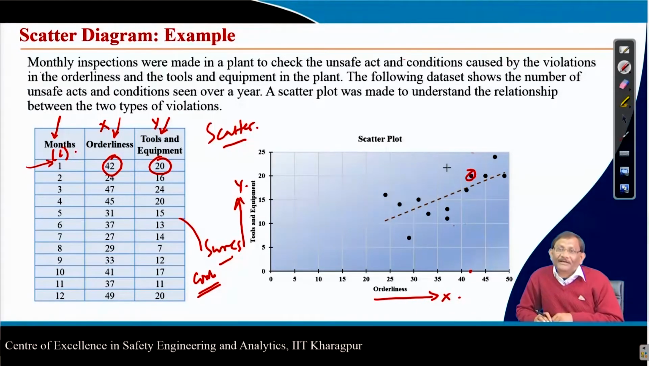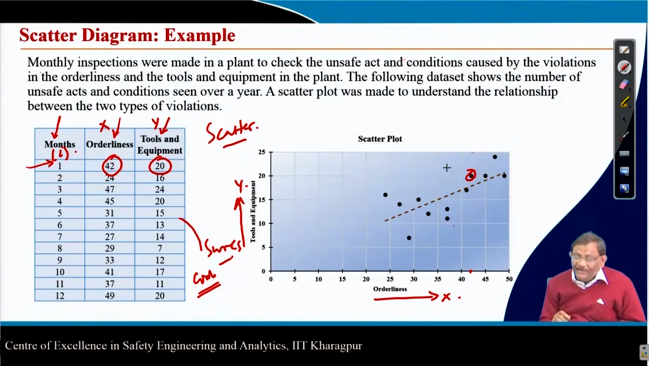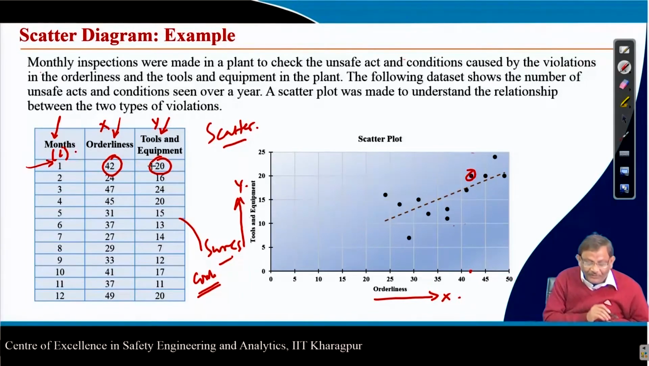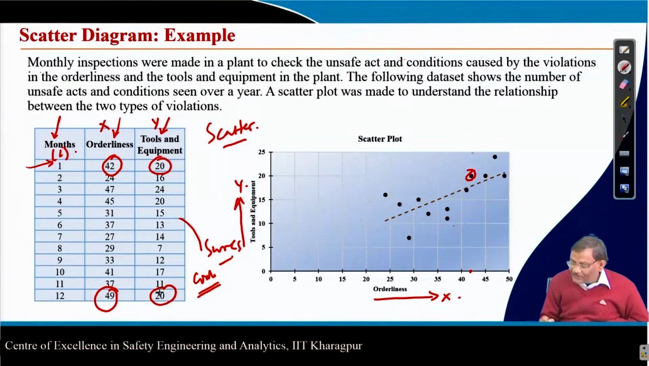Then how do you develop the scatter diagram? You put one variable across x, another variable across y, then you are getting a two-dimensional plot kind of thing, and there you find out each of the observations. So, each observation has two coordinates, like first observation 42 and 20, similarly last observation 49 and 20. So, that means this one is the last observation. In between there are many observations and they are getting a place here.